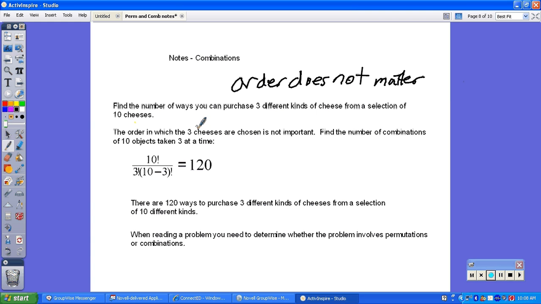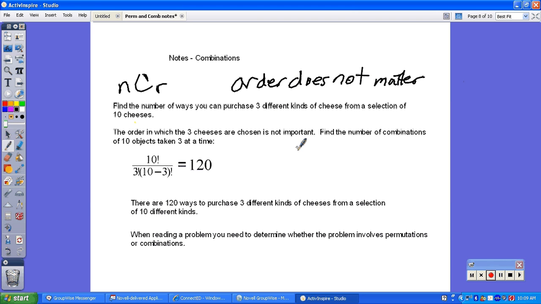So what we're going to ask here is, we are going to find the number of ways you can purchase 3 different kinds of cheese from a selection of 10 cheeses. Now, it doesn't matter which cheese you pick first or the order you pick the cheeses in, so you can use the formula for combinations. Now, on the calculator, it looks like this, and we've talked about that. So it's n objects taken 3 at a time. Okay, so again, 10 objects taken 3 at a time, and so n is 10 here. And so this would be the formula.